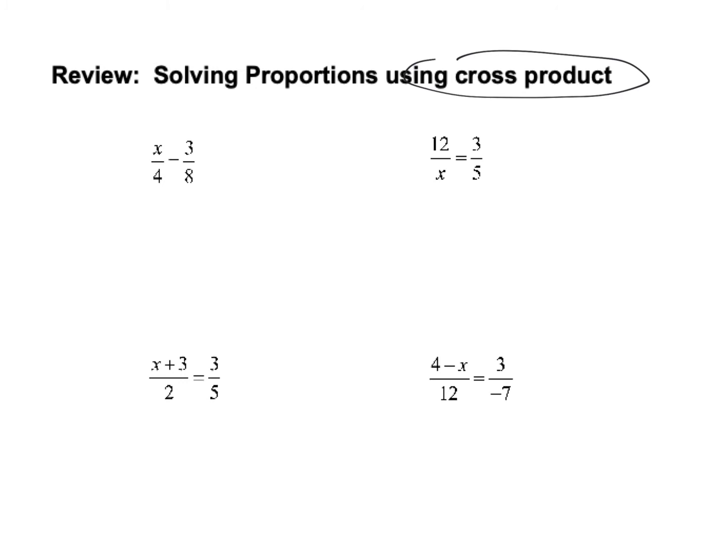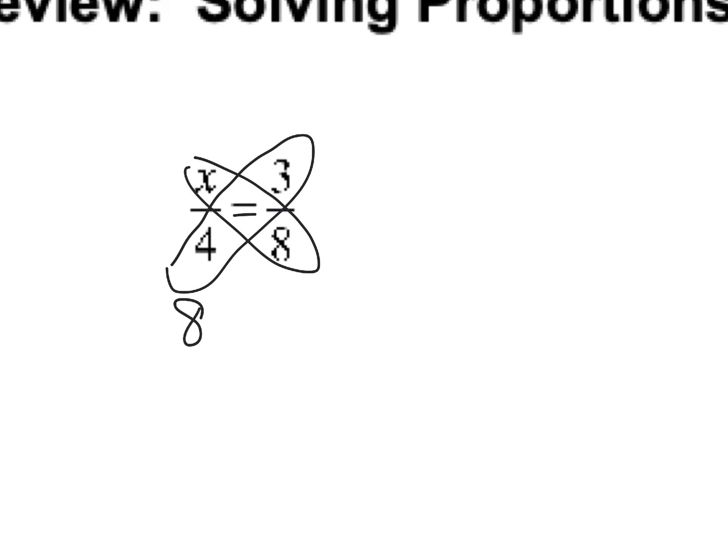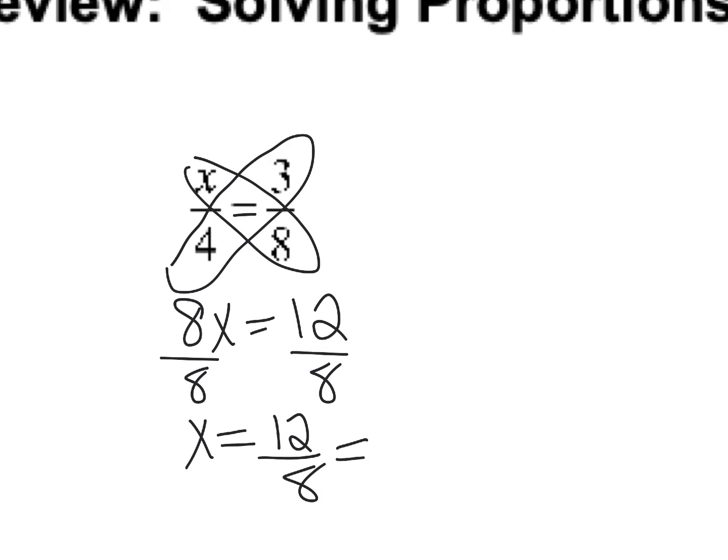So we have, that should not say x over 4 minus 3/8. That should say x over 4 equals 3/8 is what that actually should say. So let's fix that first of all. That should say equals there. And if we are going to use the cross product or the butterfly method, we just multiply diagonally. 8 times x is 8x. 4 times 3 is 12. And we're going to divide both sides by 8 to get x by itself, which is 12/8. And if we wanted to simplify that a little bit more, we could take a 4 out of the top and the bottom and get 3 halves, or 1.5.